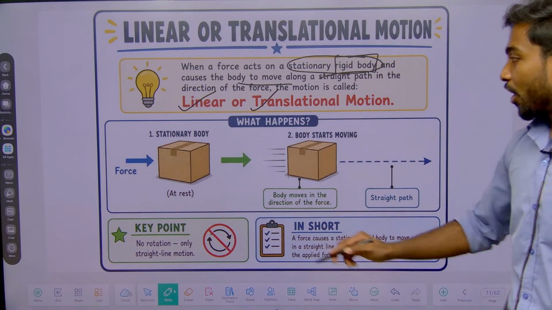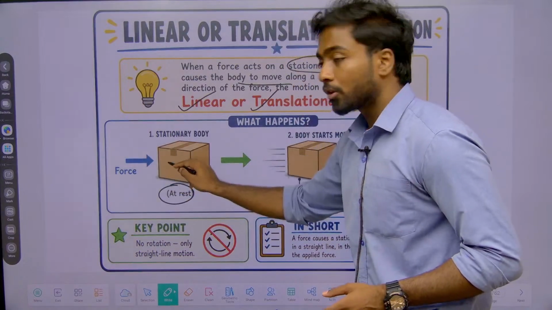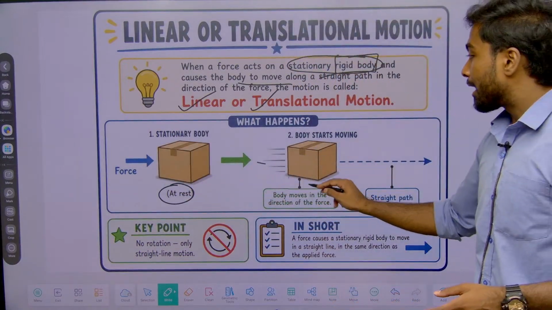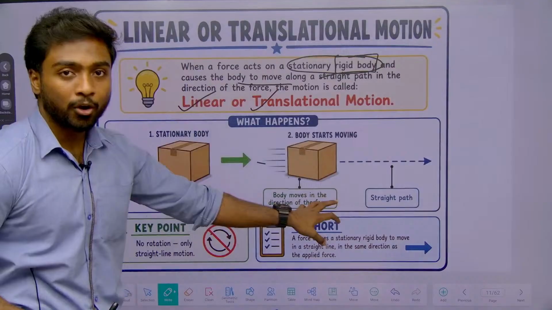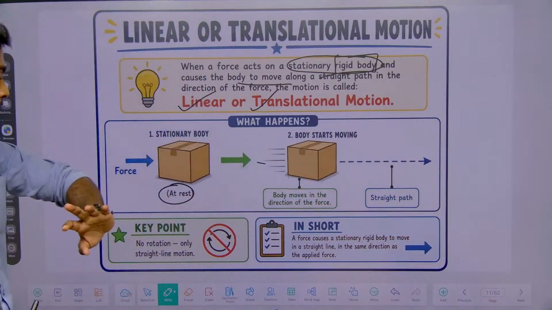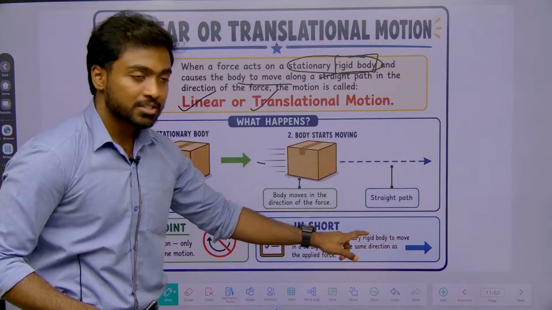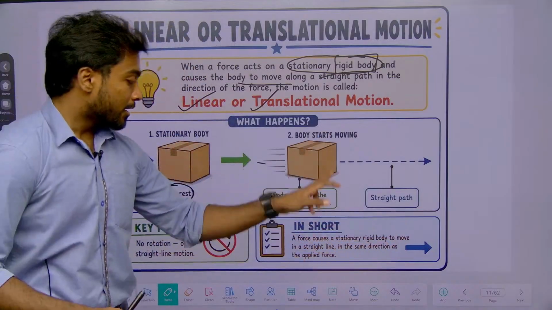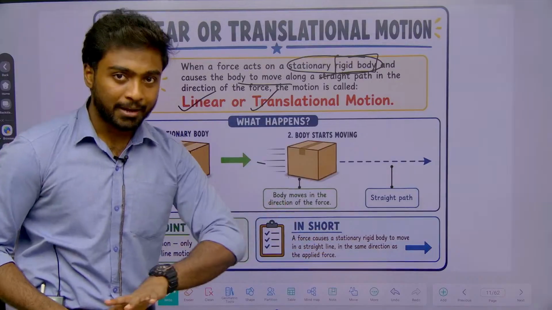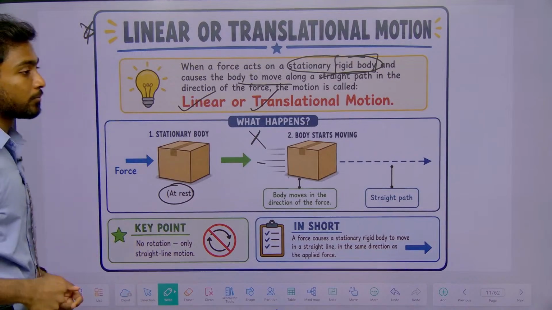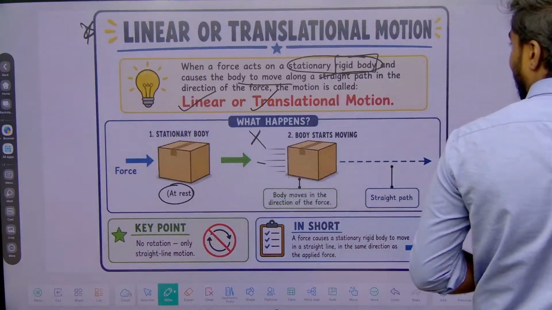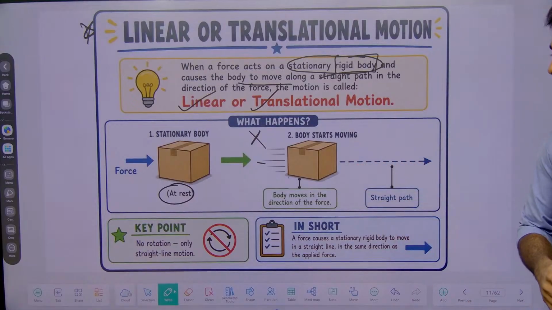So that's the thing. The object is initially at rest. When you are applying the force, the object moves in the direction of the force, and we'll say the object is in motion. The body moves in the direction of the force and in a straight line. So in short, force causes a stationary rigid body to move in a straight line in the same direction as the force has been applied. Here the body is not rotating, so no rotational motion, only straight line motion. Now, you can copy down this one, the definition as well as the examples.